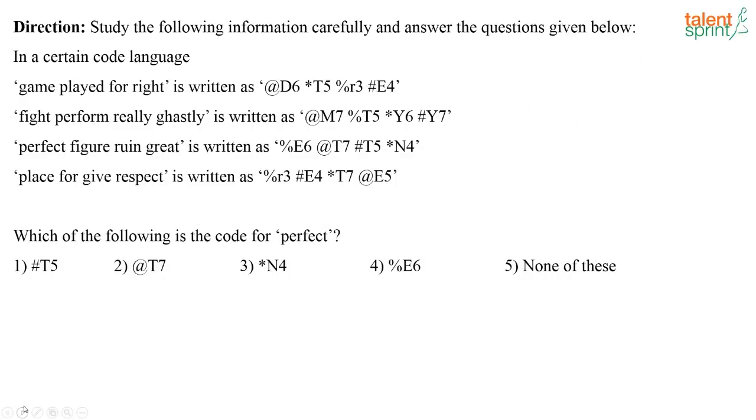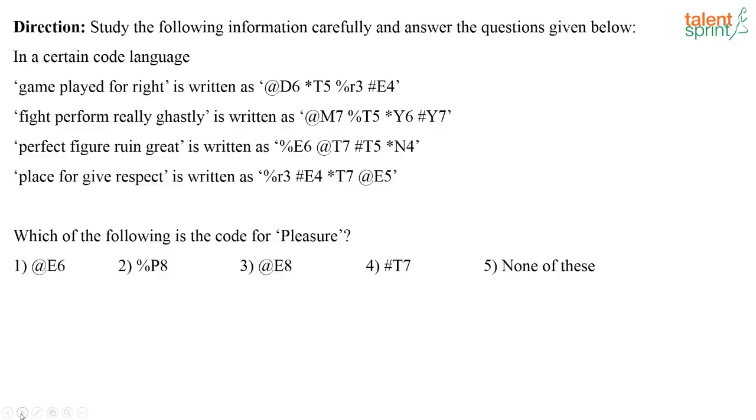Next one. Which of the following is the code for perfect? How many letters are there in this word? 1, 2, 3, 4, 5, 6, 7. So 7 letters are there in this word. And what is the last letter? It is T. And what is P coded as? P is coded as @ of, right? So this is the answer that we are looking at. That is option 2.